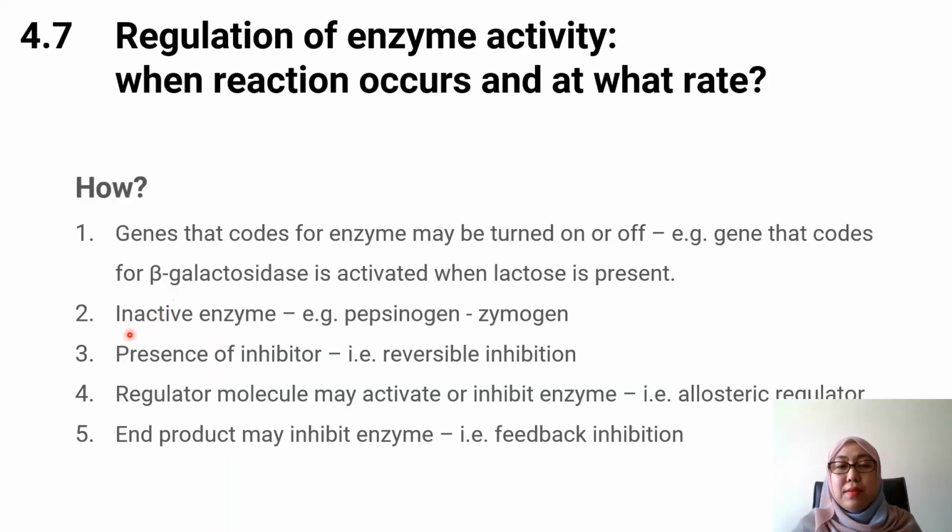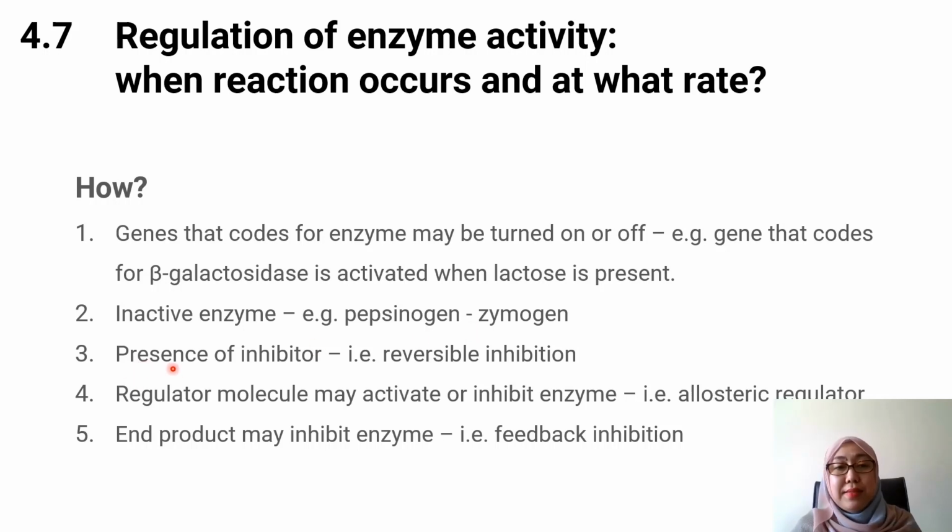Another example is an inactive enzyme, such as this pepsinogen. Pepsinogen contains an extra amino acid sequence that inhibits enzymatic activity. It is a zymogen, an inactive precursor of pepsin, the principal proteolytic enzyme in gastric juice.